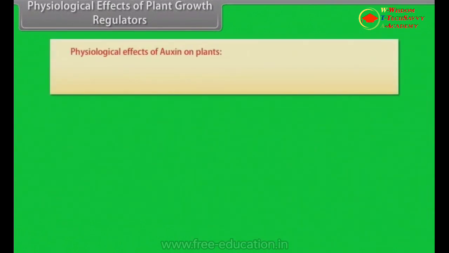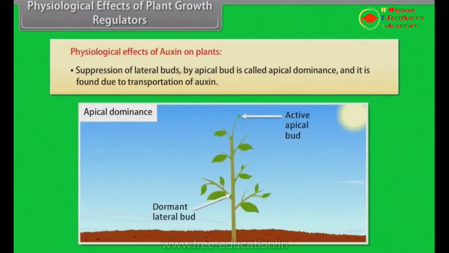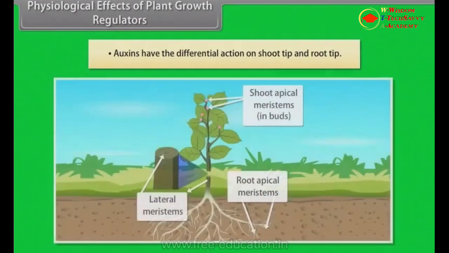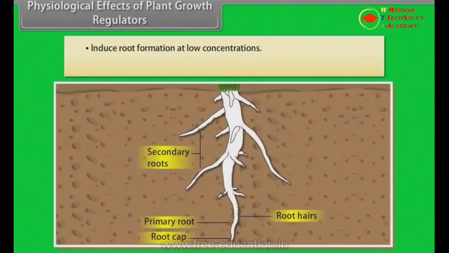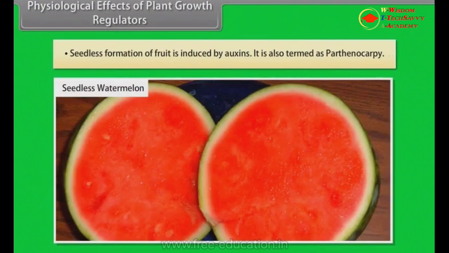Physiological effects of auxin on plants. Suppression of lateral buds by the apical bud is called apical dominance, and it is due to transportation of auxin. Auxin stimulates cell division in cambium as well as in the primary meristems. Cell elongation is an important role played by auxins. Auxins have differential action on shoot tip and root tip, and induce root formation at low concentrations. They prevent leaf fall by suppressing the formation of the abscission layer. Seedless formation of fruit is induced by auxins. It is also termed parthenocarpy.